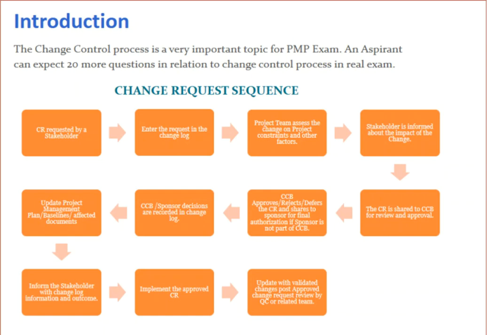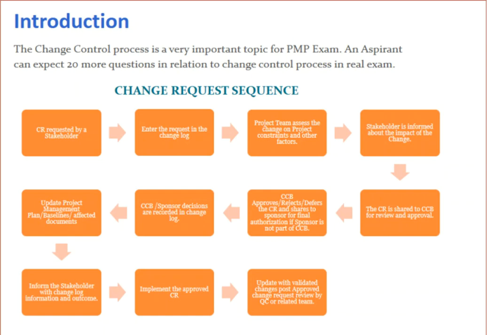So first of all, the CR is requested by a stakeholder. First of all, we will enter the request in the change log. Then the project team assess the change on project constraints and other factors. Then the stakeholder is informed about the impact of the change. Then the change request is shared to the change control board for a review and approval.